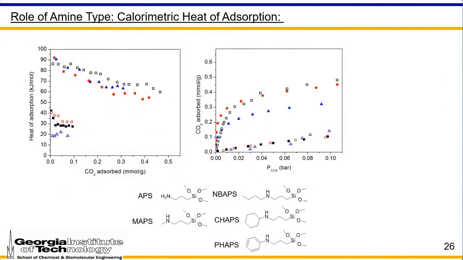Okay, so now let's turn our attention to different types of amines, again with the heat of adsorption on the left, now the isotherms on the right. Moles per kilogram is a function of pressure, and then heat in kilojoules per mole is a function of CO2 adsorbed. And if we focus on the two different regimes, there's a physisorption regime and a chemisorption regime. We'll start by looking at the chemisorbents.